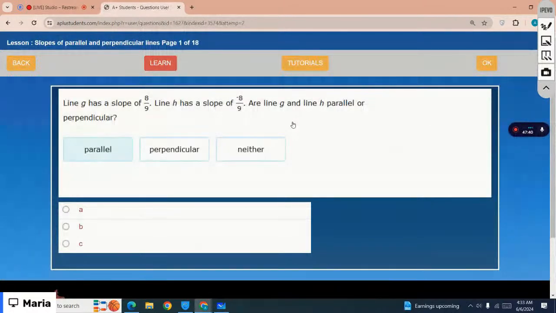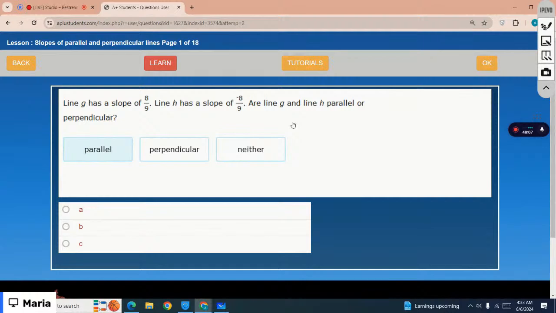Line G has a slope of 8 over 9. Line H has a slope of negative 8 over 9. Are lines G and H parallel or perpendicular? So which is the correct option? Parallel lines have the same slope, right? The slopes are not the same. So that means no, the lines are not parallel.